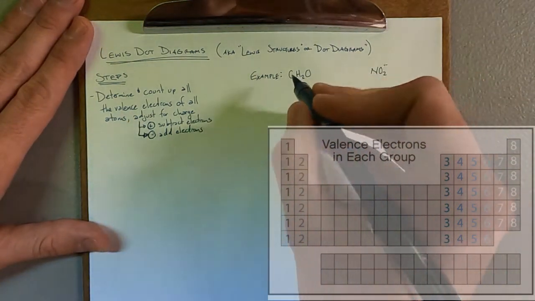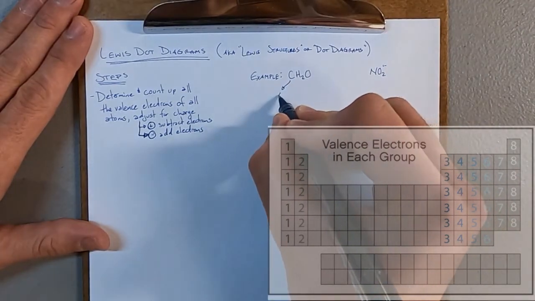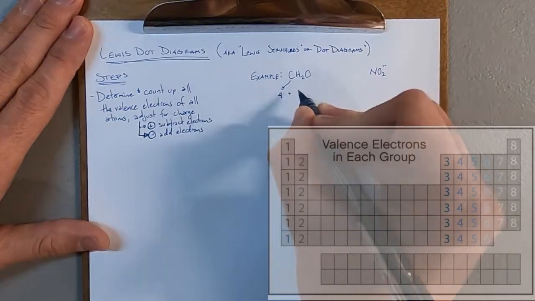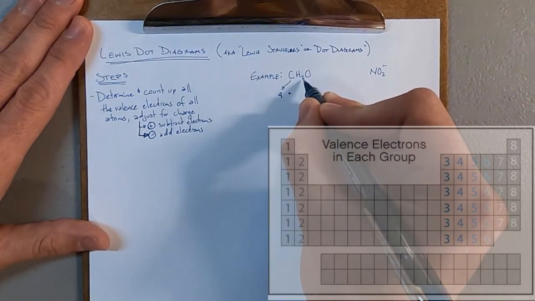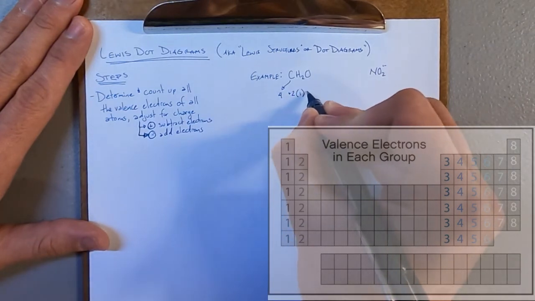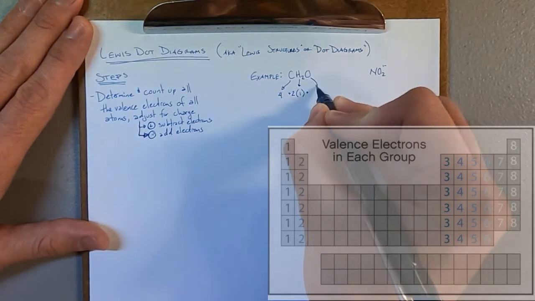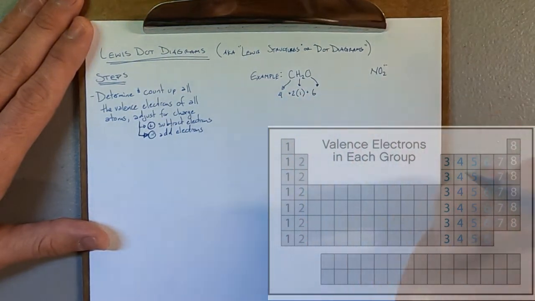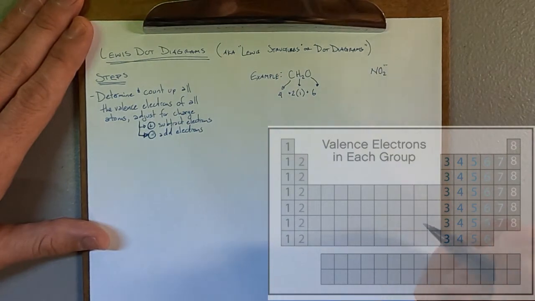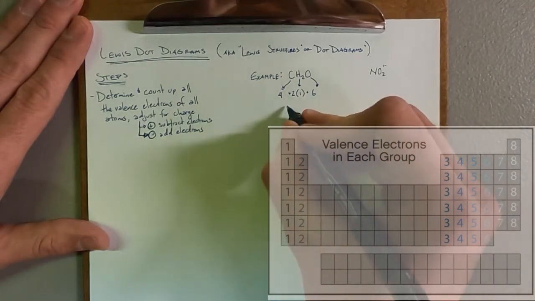and you'll see on the reference that the carbon has 4, that there are 2 hydrogens, each with 1, and that the oxygen has 6, which gives us a total of 12 valence electrons to work with.